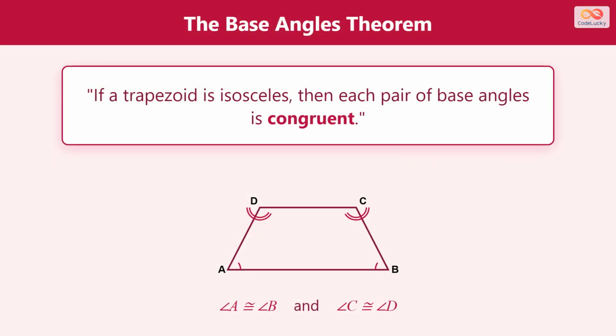The base angles theorem states that if a trapezoid is isosceles, then each pair of base angles is congruent. This means angle A is equal to angle B, and angle C is equal to angle D. Congruency is the geometric term for equality in measure.